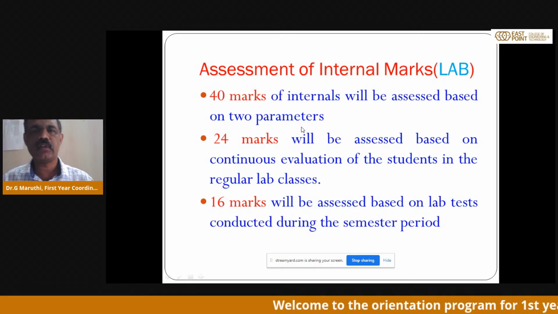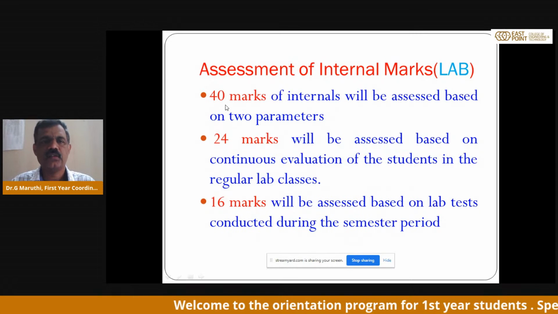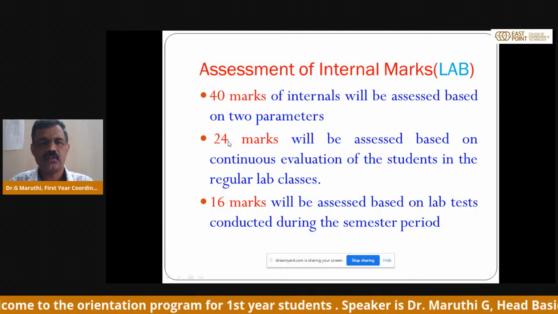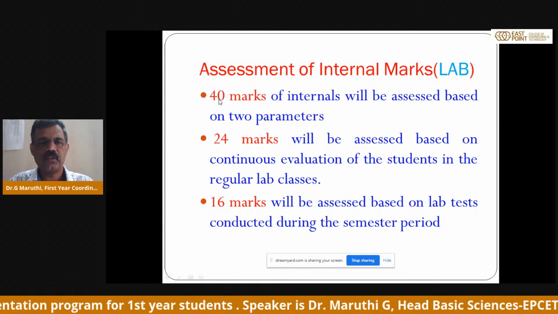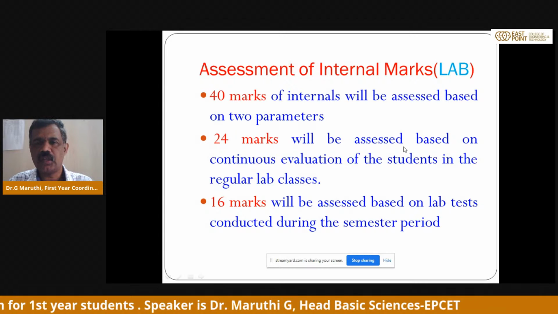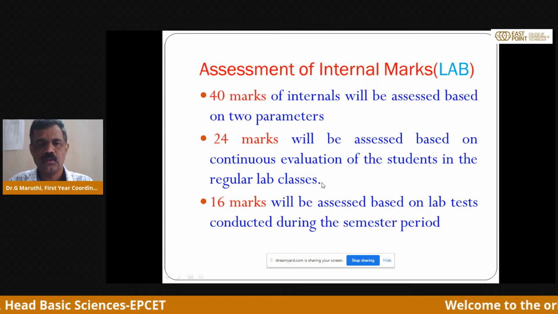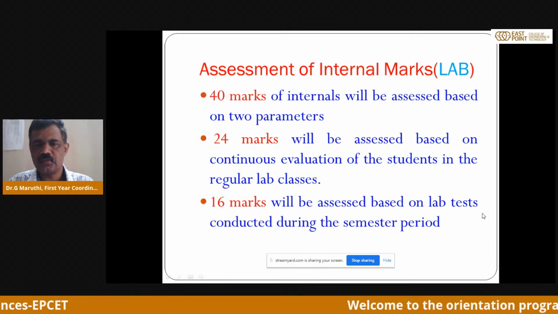In the same way, how are we going to assess the lab internal marks? See, 40% of the internal marks will be assessed based on 2 parameters. One is 60% of 40 marks, which is 24. 24 marks will be assessed based on continuous evaluation of the students in the regular lab classes. The remaining 16 marks will be assessed based on the lab tests conducted during the semester period.